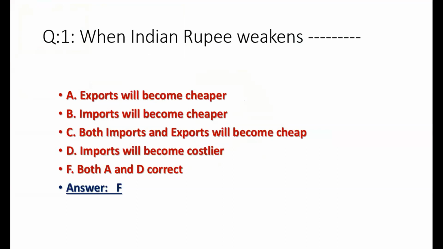The exports will become cheaper because the exporter will get more rupees, and imports will become costlier. Why is it costlier? Because the importer has to pay a little more to retire the import bill. So rupee weakening means the export will become competitive or cheaper, but imports will become costlier. So the correct answer is F. Okay, friends, so one by one, question, answer, question, answer.